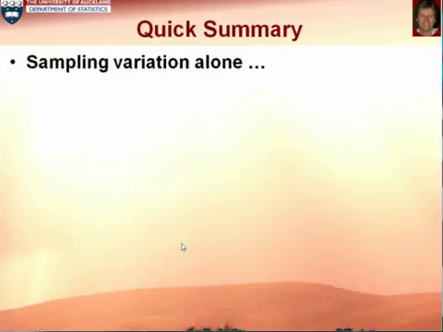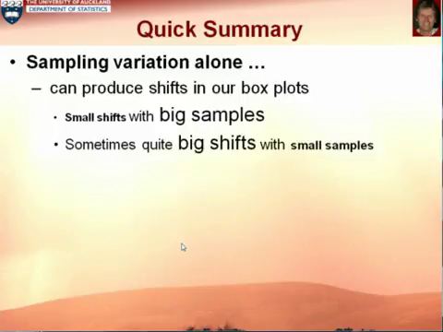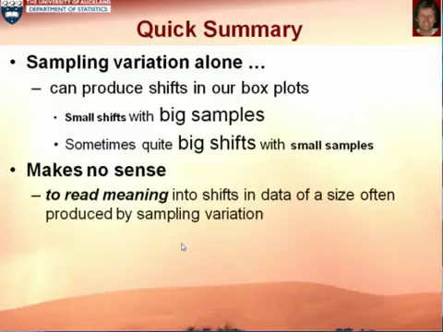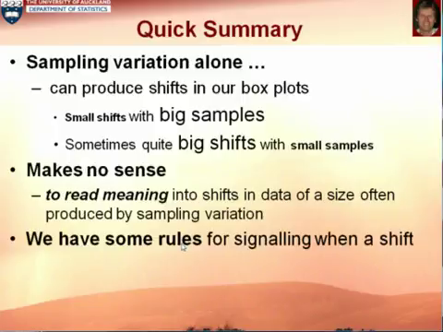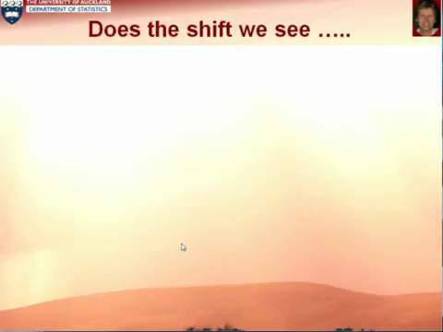Where we've been for this talk: sampling variation alone can produce shifts in our box plots. We get small shifts with big samples, big shifts with small samples. It makes no sense to read meaning into shifts in data of a size often produced by sampling variation. That's just obvious. We've got some rules for signalling when a shift has occurred, when we can say that we believe there's a real shift. That's when the shift is big enough that we can make a call on which group gives bigger values. That's what the rules are about.